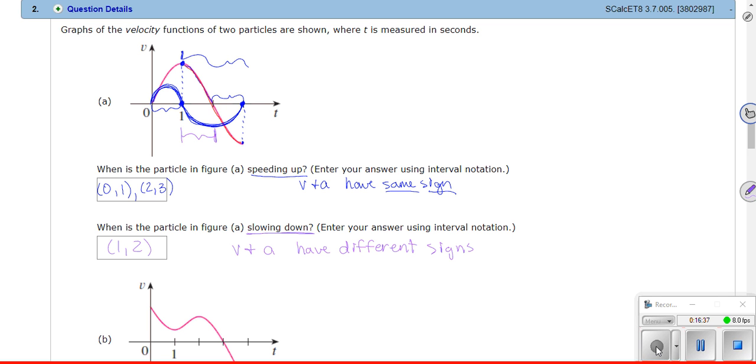Okay, I hope that's helpful. All right, kind of moving through. I'm not going to do the next one for you. Let's look at number 3.